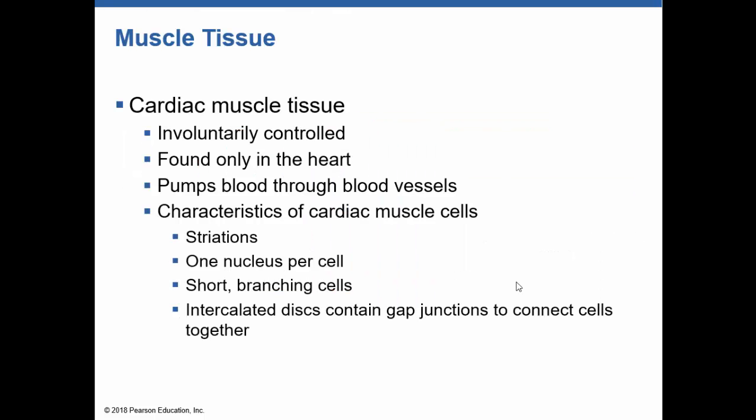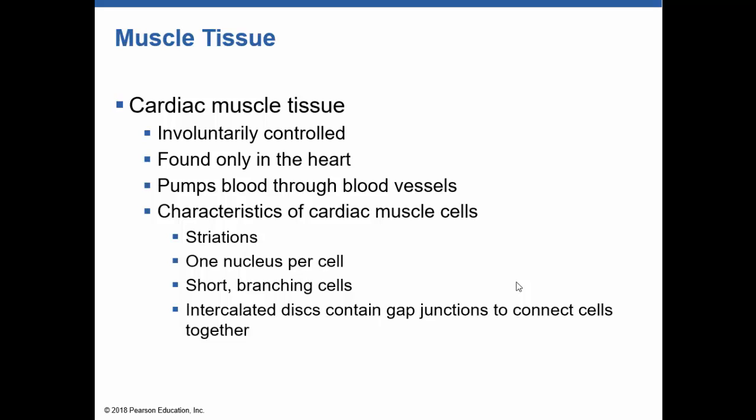Cardiac muscle is involuntarily controlled. You don't do this. Your brain just kind of has it on autopilot. Although it is controlled. It's just not controlled by us in a way that we can actively change how our cardiac muscles work usually. It's found only in the heart, and its purpose is for the heart to pump blood through the blood vessels. There are some characteristic striations. You get one nucleus per cell here.